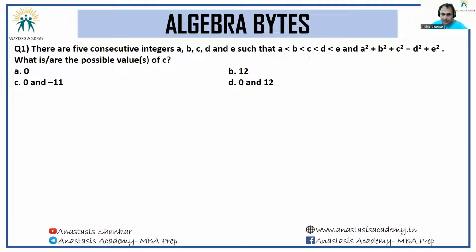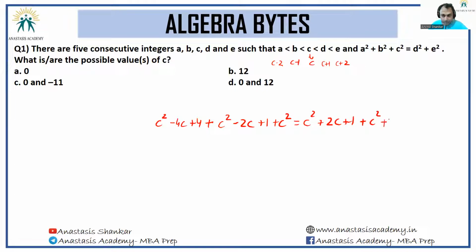Okay, given that these are 5 consecutive integers, c is c, b is c minus 1, a is c minus 2, d is c plus 1, and e is c plus 2. So if I'm looking at squares of these, I'd get c square minus 4c plus 4 plus c square minus 2c plus 1 plus c square is equal to c square plus 2c plus 1 plus c square plus 4c plus 4.